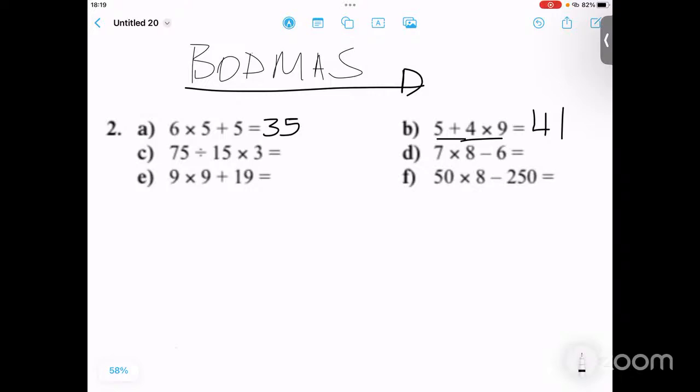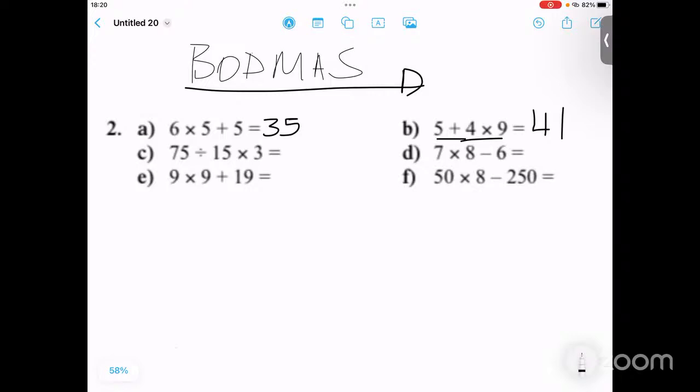Okay. Now let's focus on C. C says 75 divided by 15 multiplied by 3. We have Butlali in here. Butlali, which one are we going to start with here? What are we going to do? Ma'am, we're gonna start by saying 75 divided by 15 because, ma'am, division comes before multiplication. Then we're gonna get our answer of 4. Then we're gonna say 4 times 3 equals 12.